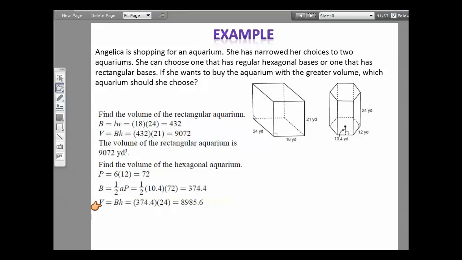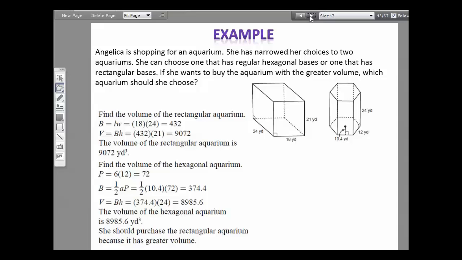Now I get to plug all that into my volume formula. Remember, my capital B was 374.4. My height is right here. It says 24 yards. So I plug that in for the little h, and I get that the volume of the hexagonal aquarium is 8,985.6 yards cubed. So let's go back to our question. If she wants to buy the aquarium with the greater volume, which aquarium should she choose? She should purchase the rectangular aquarium because it has the greater volume.